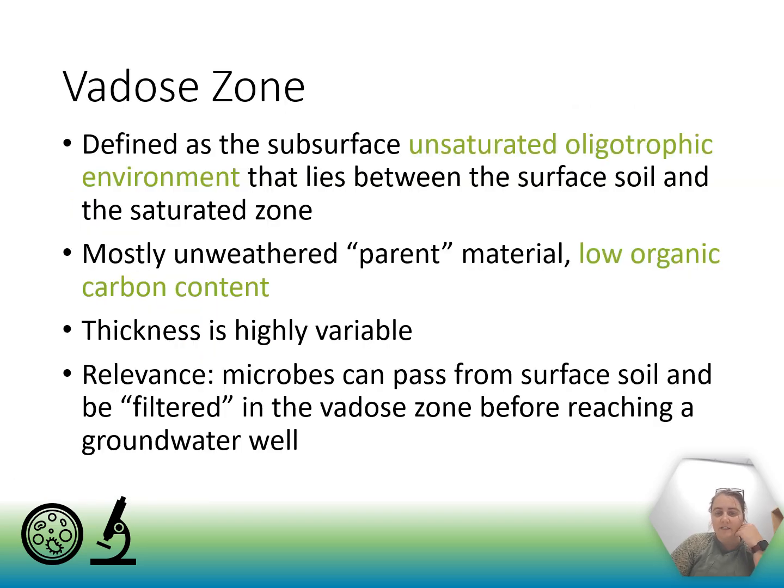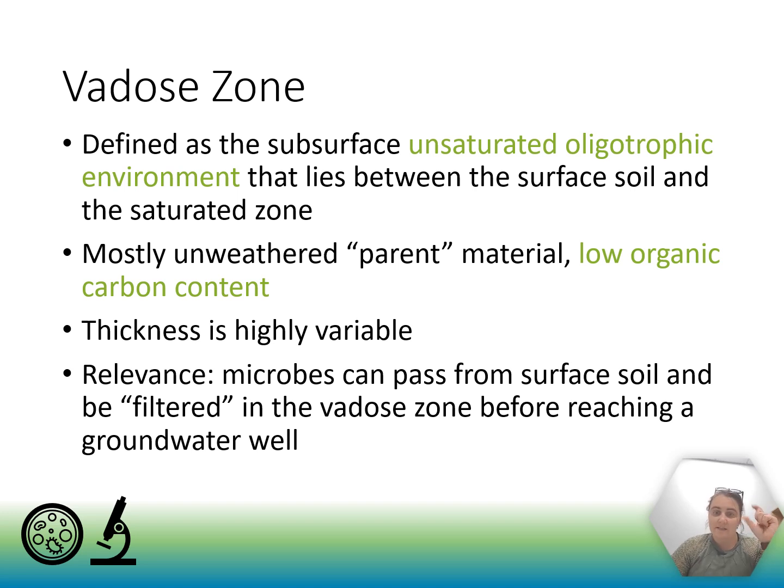So I just want to make some notes really quick on some of these different zones because they do matter to us as environmental engineers. If you haven't heard of it before in other classes, the vadose zone is a subsurface zone and it's unsaturated and it's considered an oligotrophic environment, and it's between the surface soil and the saturated zone. So it's going to consist mostly of unweathered parent material because it's not exposed to the elements, and low organic carbon content, which is part of what's going to limit microorganisms.